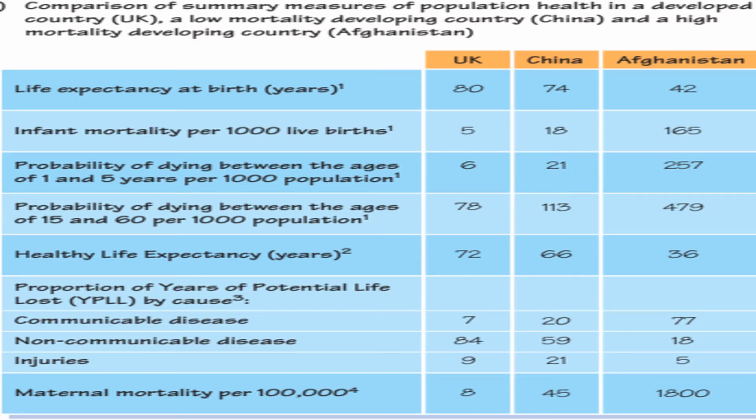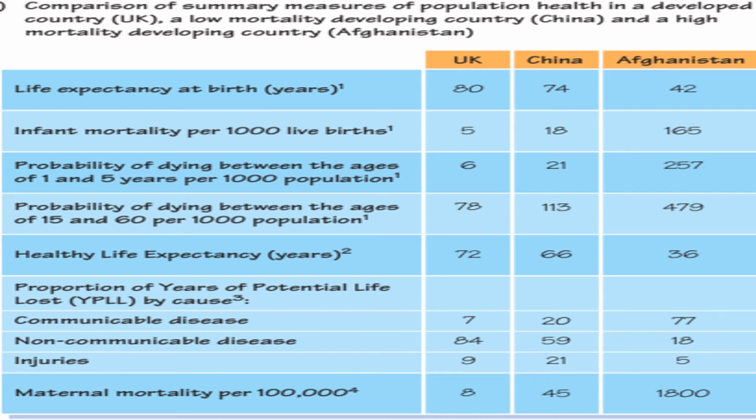This is a comparison of summary measures of population health in a developed country, UK, a low mortality developing country, China, and a high mortality developing country, Afghanistan. I will not give remarks on Afghanistan because it has a very severe situation. Life expectancy in UK is higher. Infant mortality in China is higher.